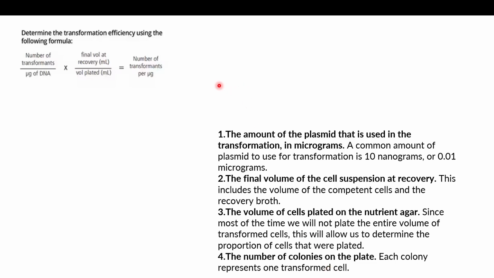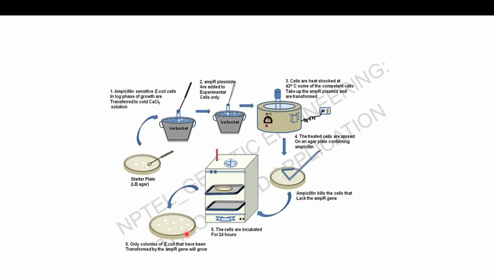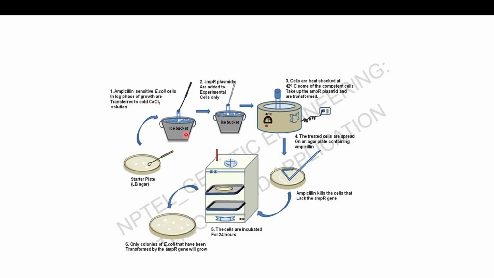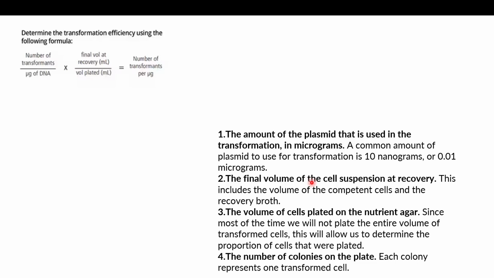Now, when we talk about how to calculate the transformation efficiency, the transformants will grow. There will be some number of colonies present on the bacterial plate. So this gives us the number of transformants, divided by the micrograms of DNA that was introduced initially. Here we are introducing the foreign DNA, plasmid or recombinant vector, right? So how much of that recombinant vector did you add? There will be a certain amount, micrograms or nanograms, that has been introduced into the solution. So that will come here.